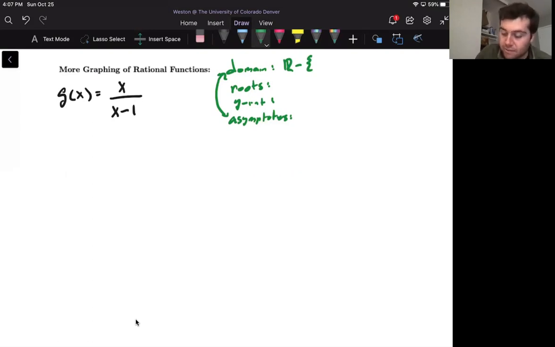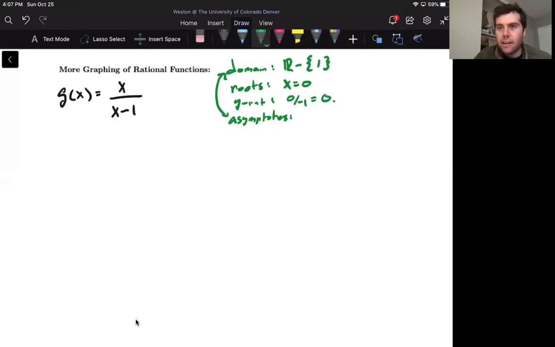For g of x, take a second, pause the video and think about what it is, and then come back. Okay, hopefully you found that it's all real numbers except 1. If we plug 1 in, we divide by 0. We can't have that. Our roots are just where the top is 0. So our roots are just x equals 0. Our y-intercept, if we plug in 0, we get 0 divided by -1, or just 0.